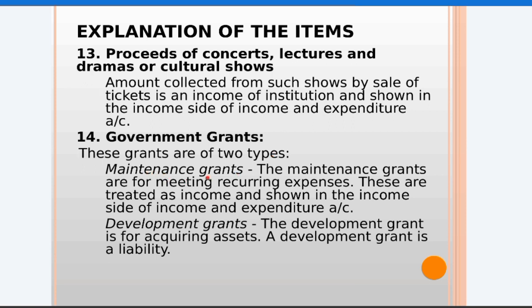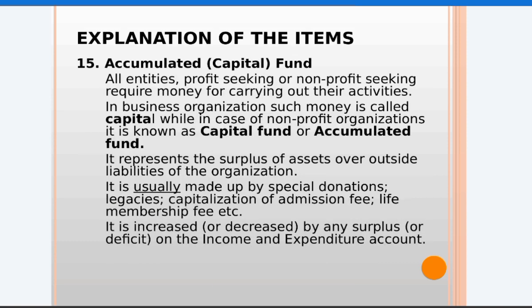We have what we call the maintenance grants, and you'll find that the maintenance grants are for meeting recurring expenditures. So any maintenance grant received by the organization should be treated as income and therefore reported in the income and expenditure account as income. However, a development grant is meant to acquire certain assets and therefore it should be recognized as a liability in the balance sheet.